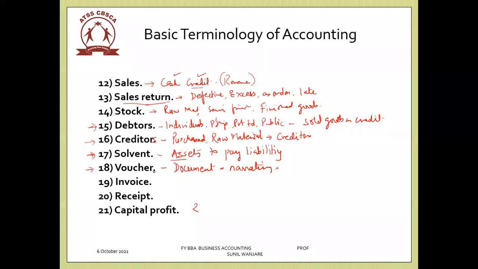So you'll have a different voucher file for purchase, and a different voucher file for sales. These are your documents, which are very important in accounts. That is what vouchers are.